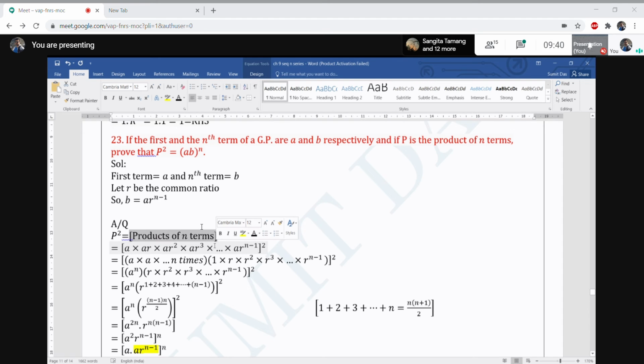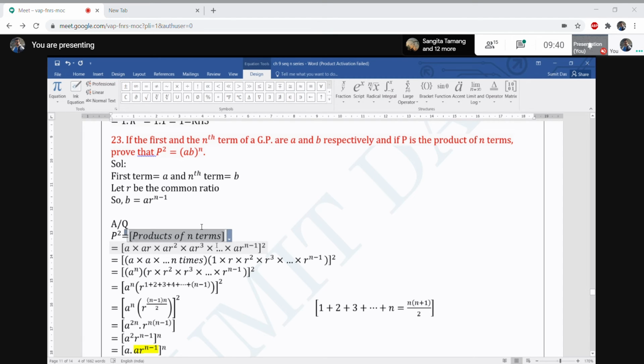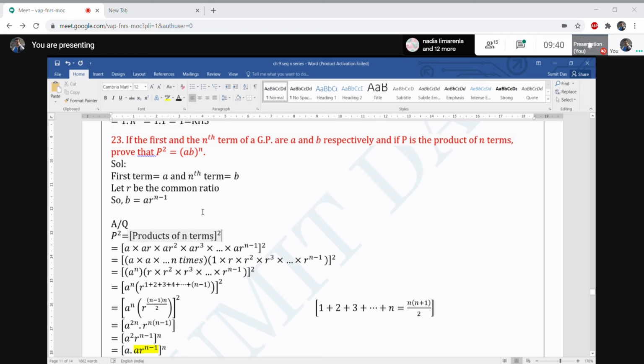So we can write P square equal to the product of n terms to the power square. What is the product of n terms? Product of n terms means we have to multiply all the terms. That is, A is the first term, AR is the second term, AR square is the third term. Similarly, AR to the power n minus 1 is the last term. So we are multiplying all the terms.